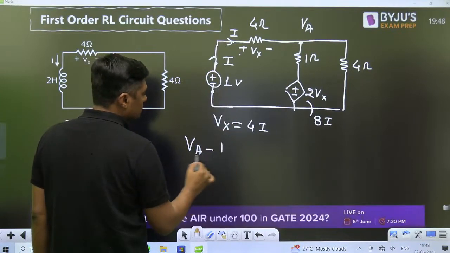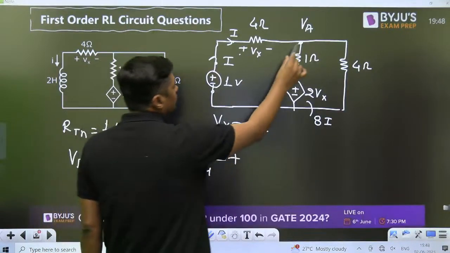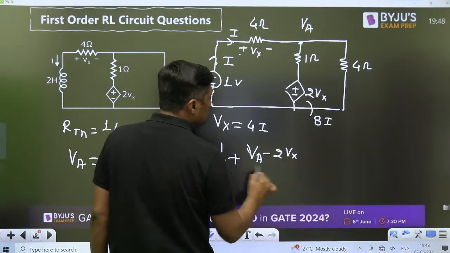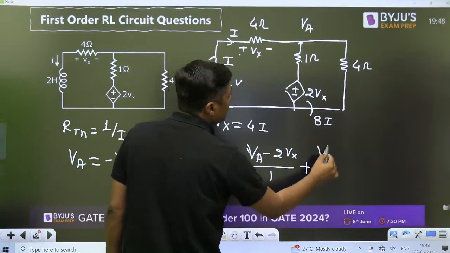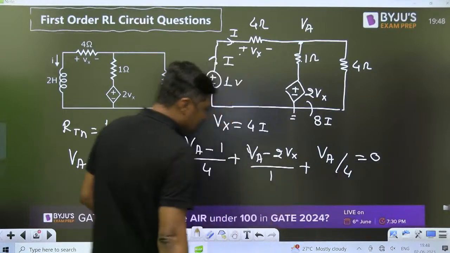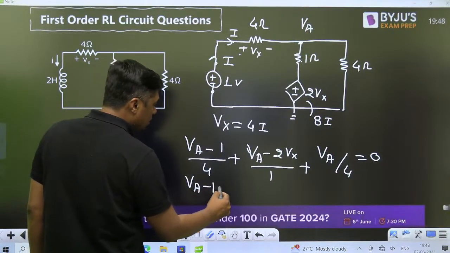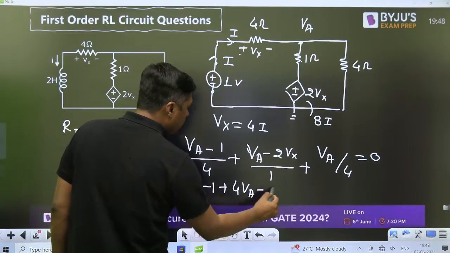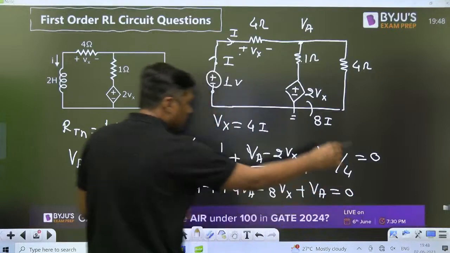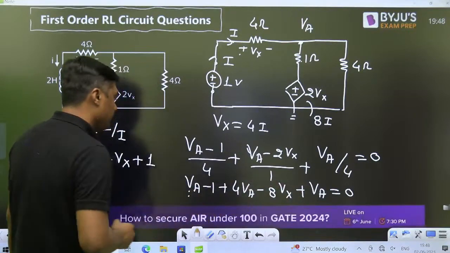What will be the KCL? VA minus 1 divided by 4 plus VA minus 2Vx divided by 1 plus VA divided by 4. VA minus 0 divided by 4 is equal to what? 0. That is the KCL. Now you can take 4 as a LCM. It will become VA minus 1 plus 4 times of VA minus 8 times of Vx plus VA is equal to what? 0. Now 1 plus 4 is 5, plus 1 is 6 VA.